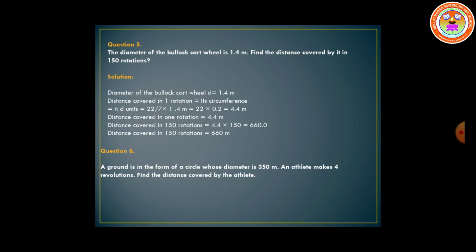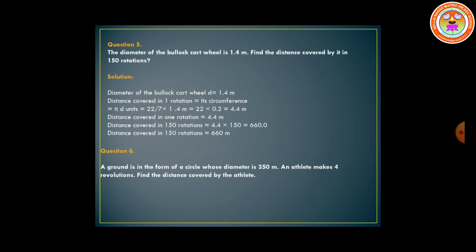That diameter means the line segment joining any 2 points on the circle, so it passes through the center of the circle. D is equal to 1.4 meter. So how do you find the distance covered by it in 150 rotations? First we are going to find the 1 rotation, then we are going to find the 150 rotations.